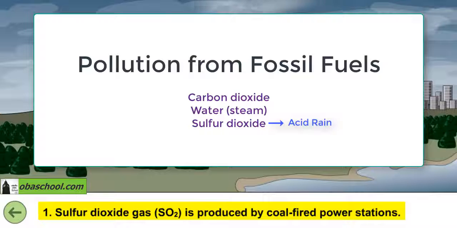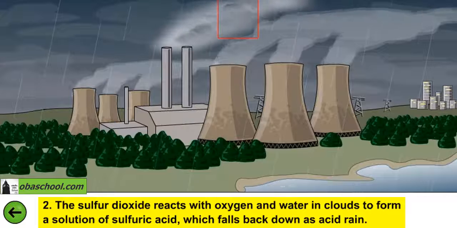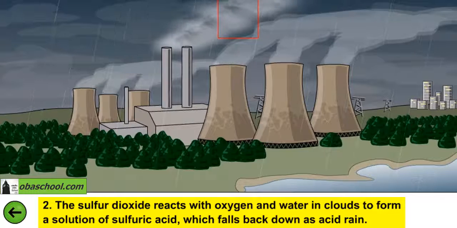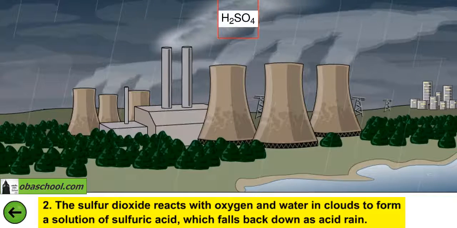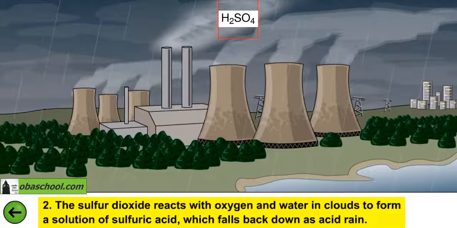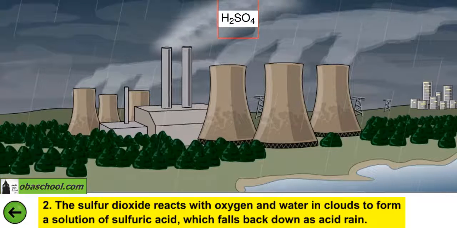So as we said, sulfur dioxide is produced by coal-fired power stations. And then the sulfur dioxide reacts with oxygen and water in the clouds to form a solution of sulfuric acid, H2SO4, which falls back down as acid rain. It's called acid rain because it contains sulfuric acid.